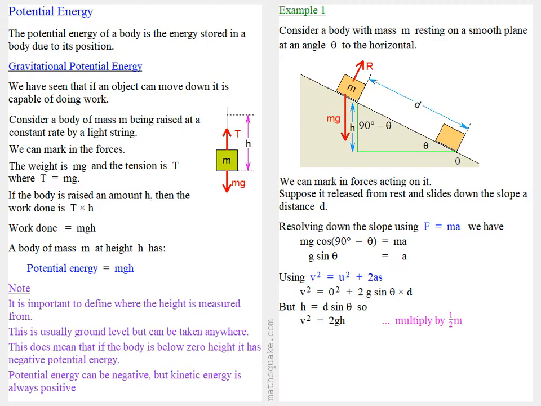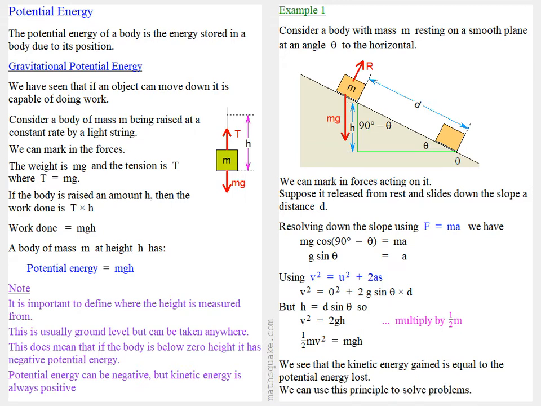And if we multiply both sides by a half m, we get a half mv squared equals mgh. So we see the kinetic energy gained is equal to the potential energy lost. Now we can use this principle that the total amount of energy remains constant to find some easy solutions to quite a number of problems.